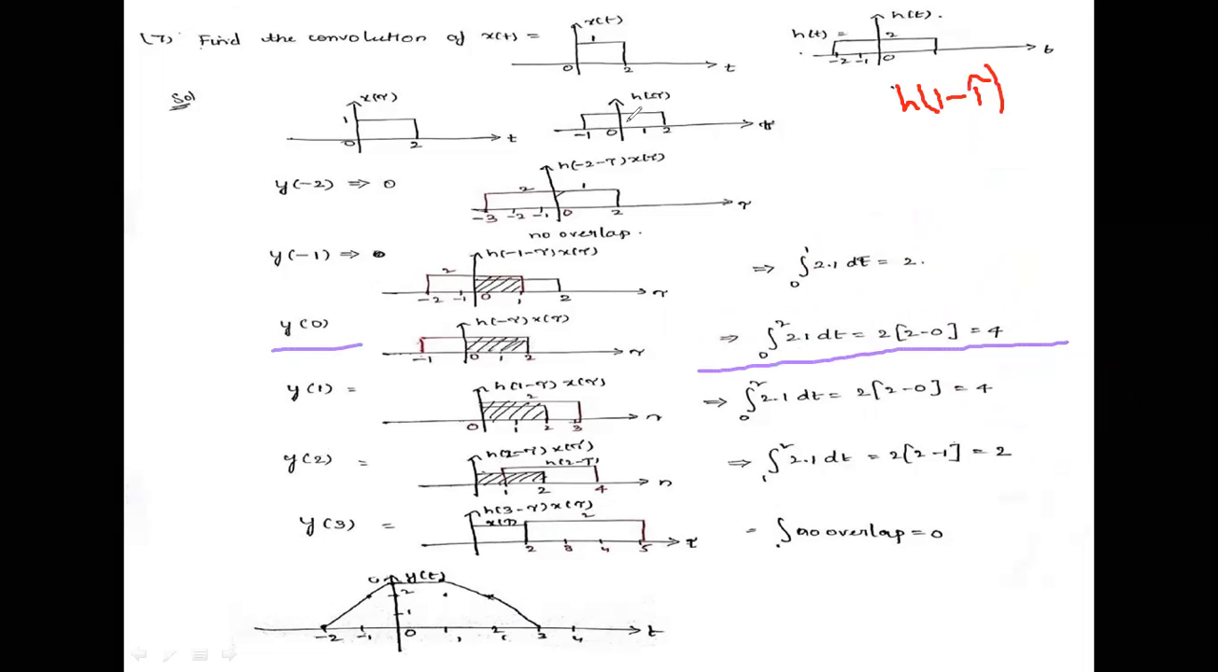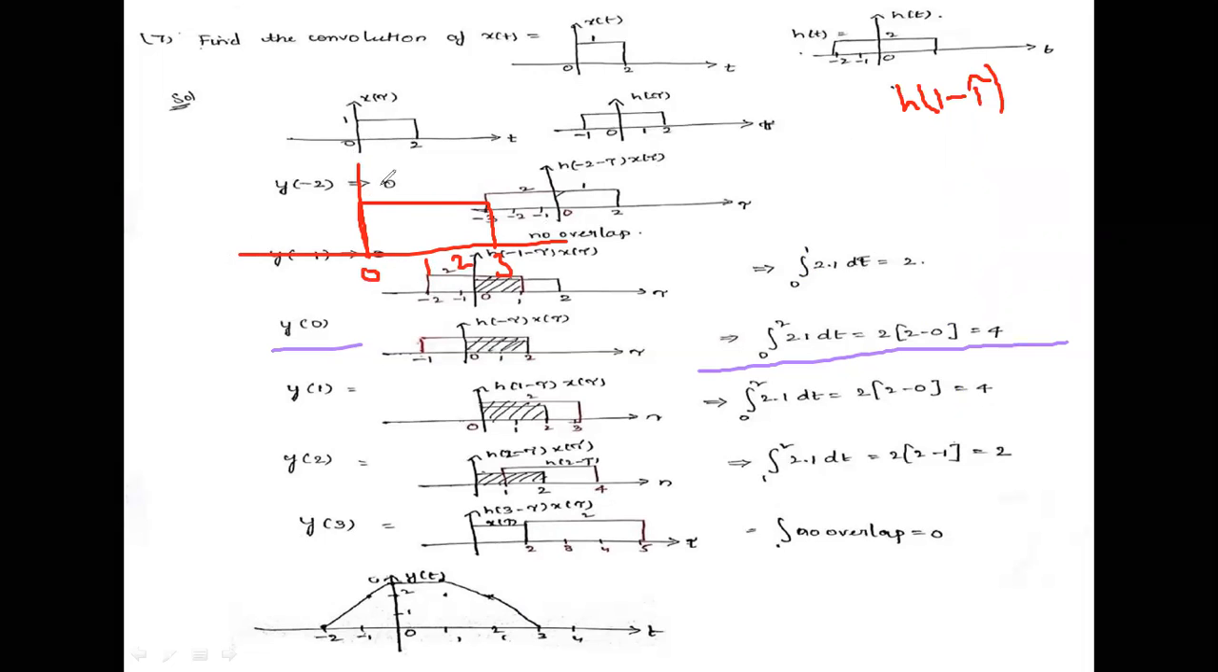1 minus tau means one sample is moved towards the right side of h. See, for the x it is the same. Now, one sample is moved towards the right, so it starts from 0 and ends at 3, because it is a 2 and one sample is moved towards the right side. 2, 1, and 0.